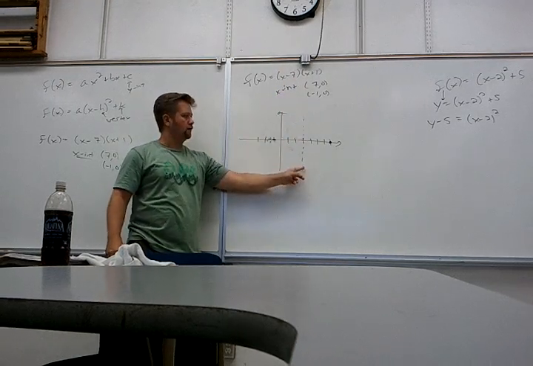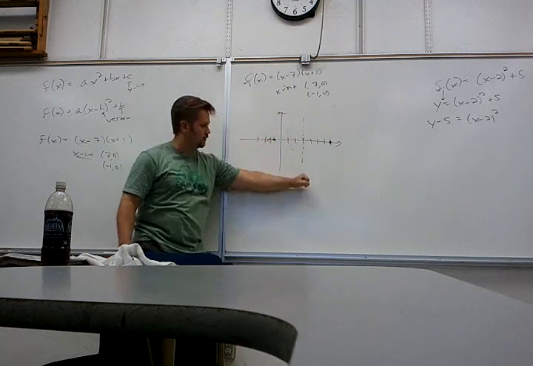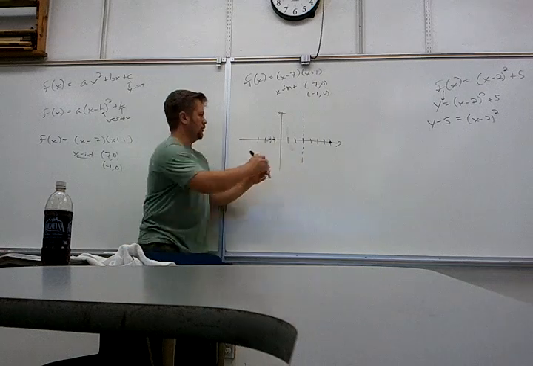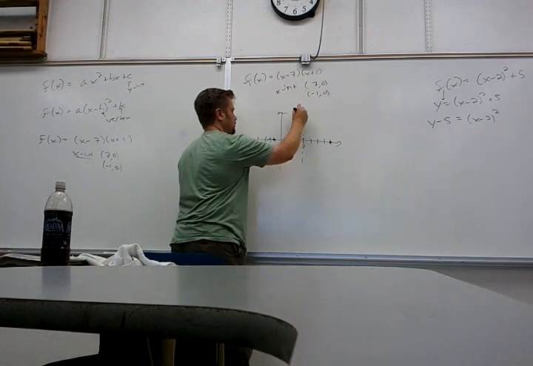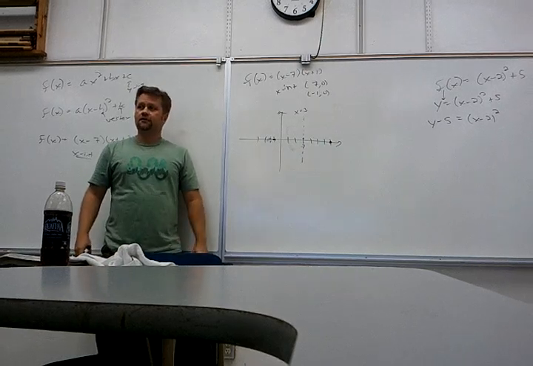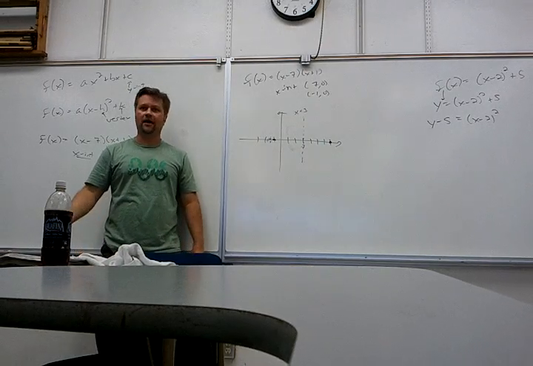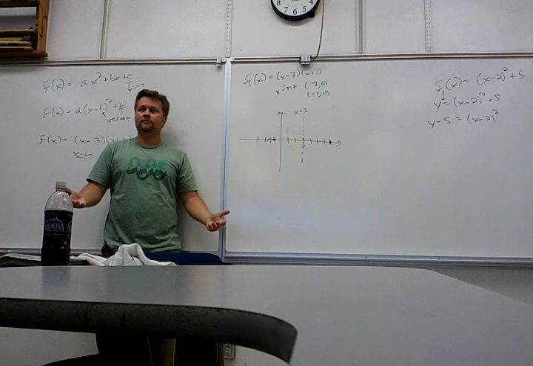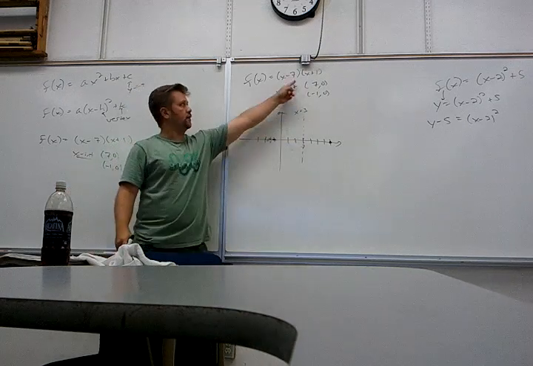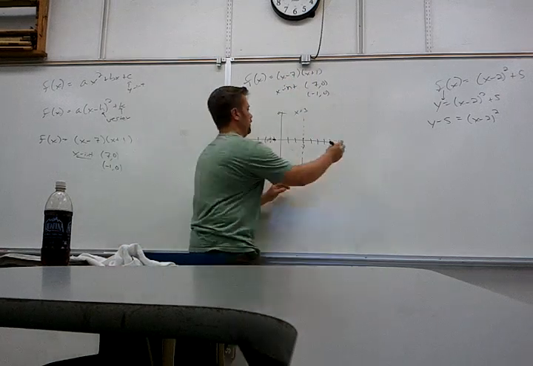Now, I know where the vertex is as far as the x goes. Where is it, though? Is it here? Is it there? How do I find that? I know that x = 3 is my axis of symmetry. How do I find the point? What do I always do if I know x? Plug it in. If I know x and I want to know what y is, I just plug it in. So what's f of 3?